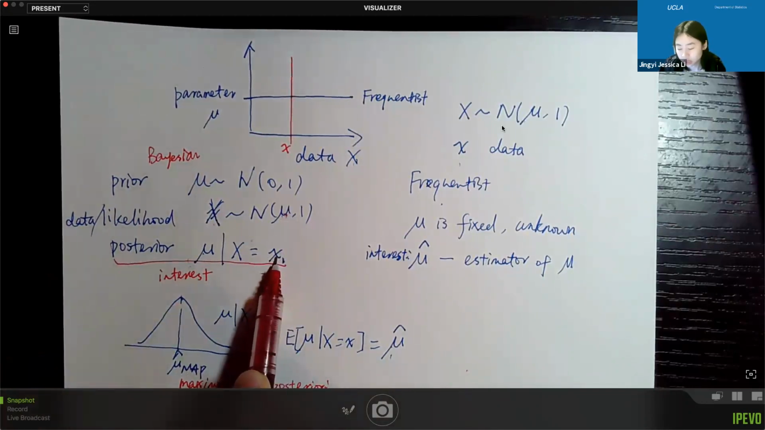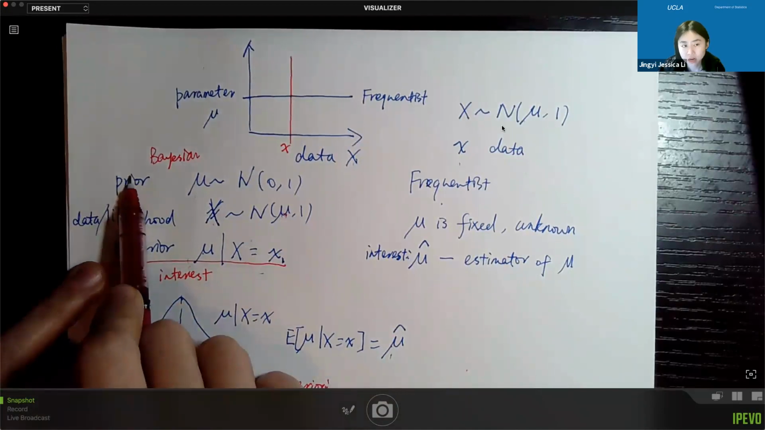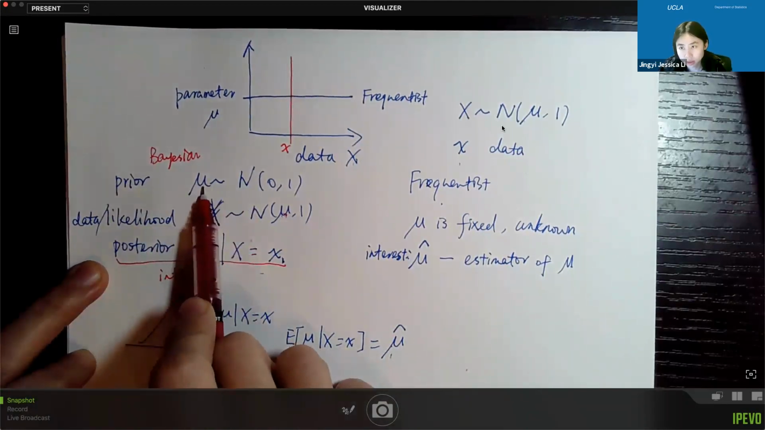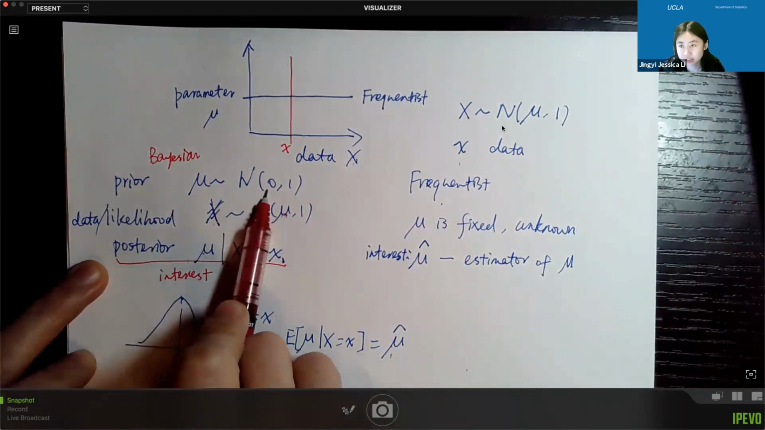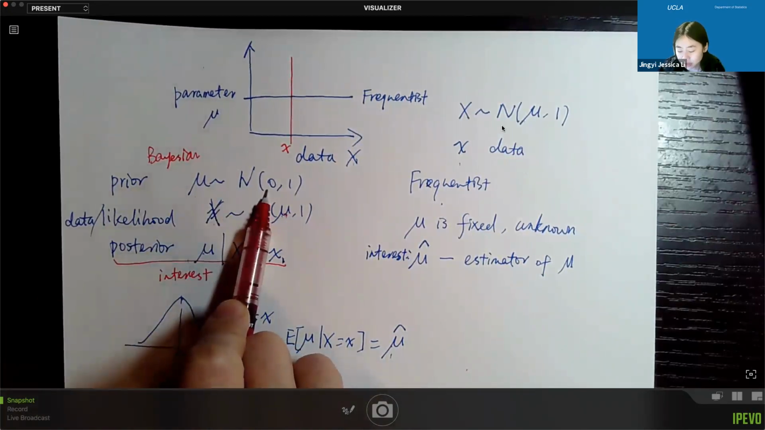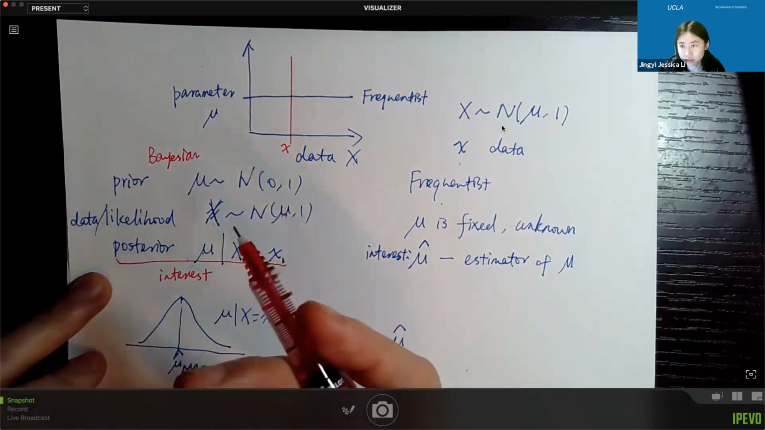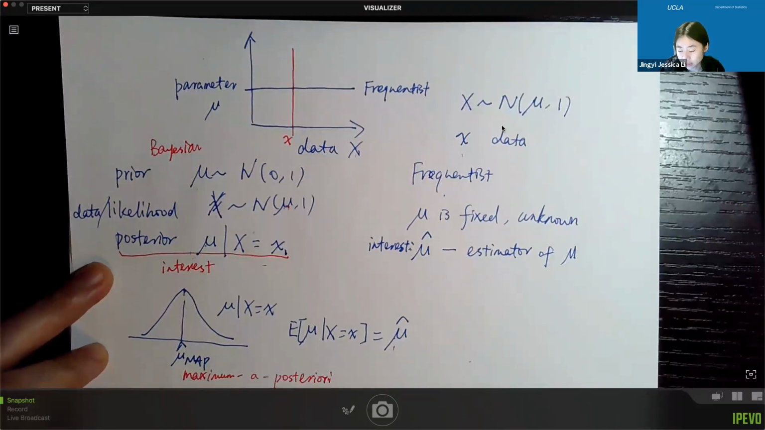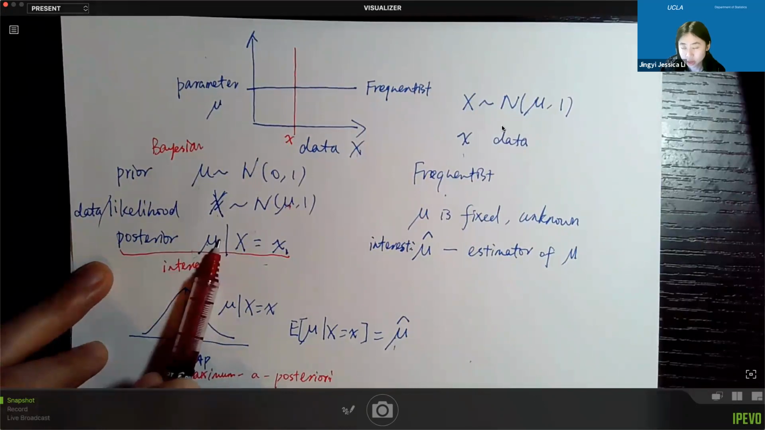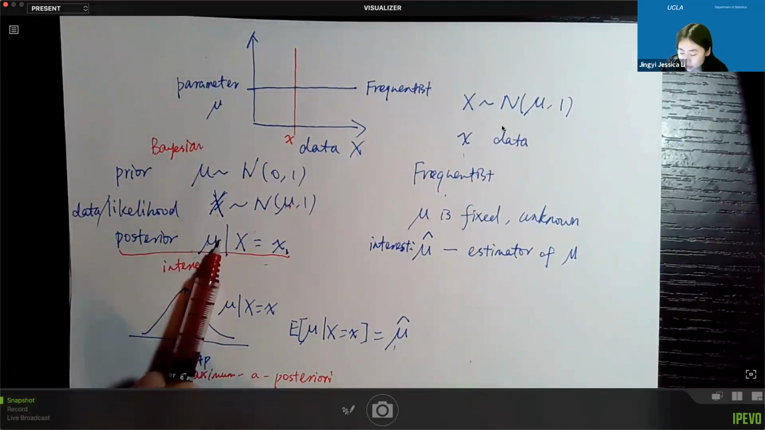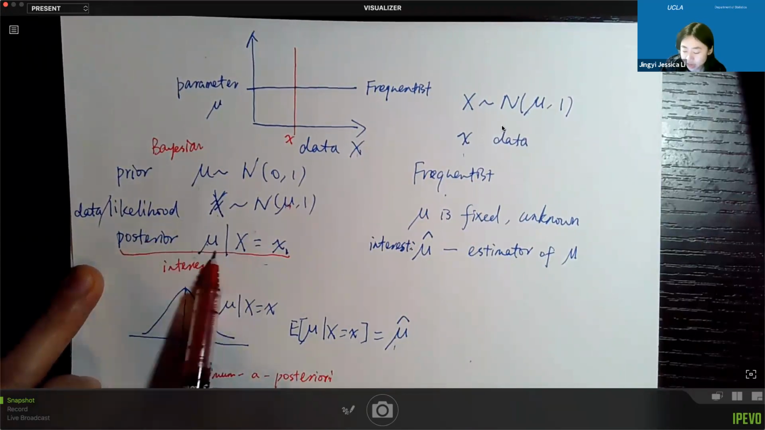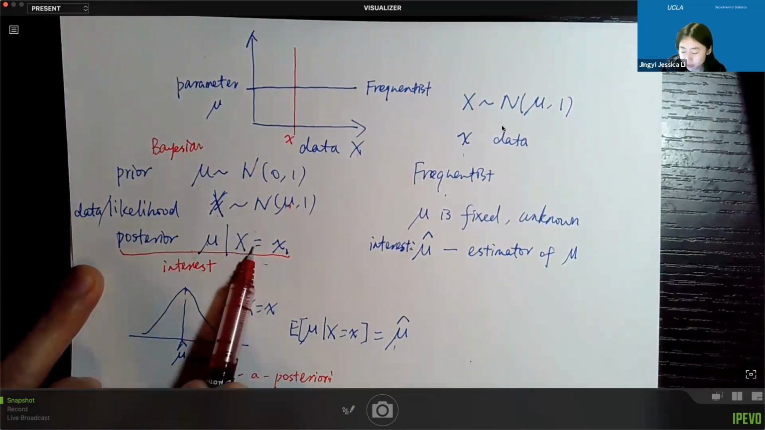So in other words, the posterior and the prior are both distributions of the unknown parameter mu, but the prior can be thought of as your original belief, and the posterior can be thought of as your revised belief after you see the data. So today we're going to show you that using the Bayesian approach, you can still construct an estimator based on the posterior. Once you get the posterior, you can extract an estimator out of it.